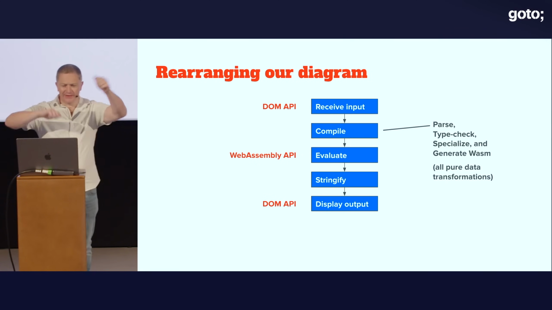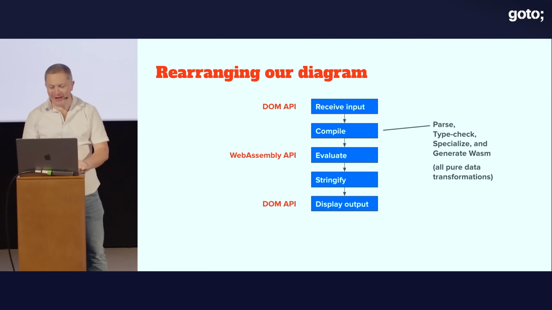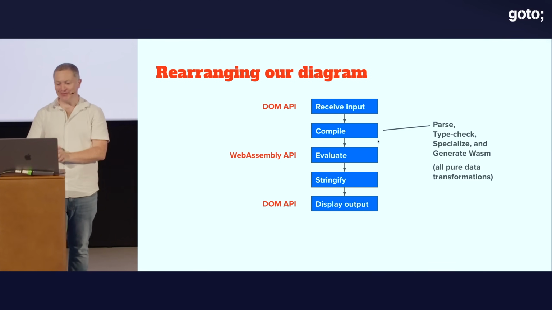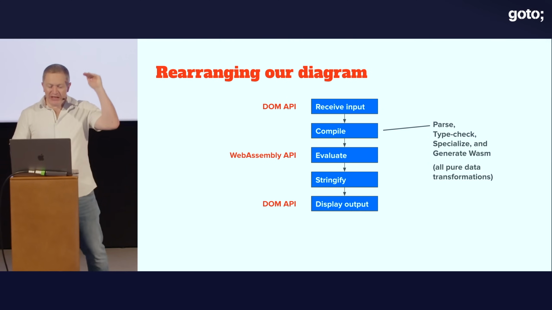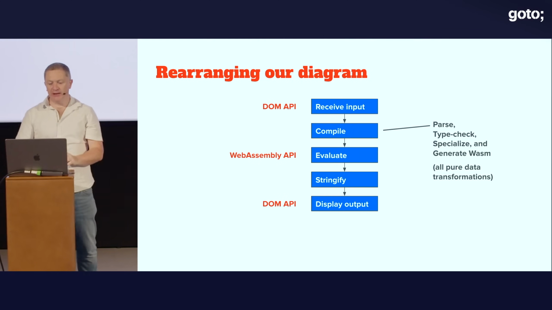I'm going to take that diagram and just rearrange it a little bit and show it flowing downwards. I've squished a few of those boxes into one here, compile, because lots of them are just data transformations and we're not going to focus on those anymore. So we need our DOM API at both ends and we need a WebAssembly API in the middle.